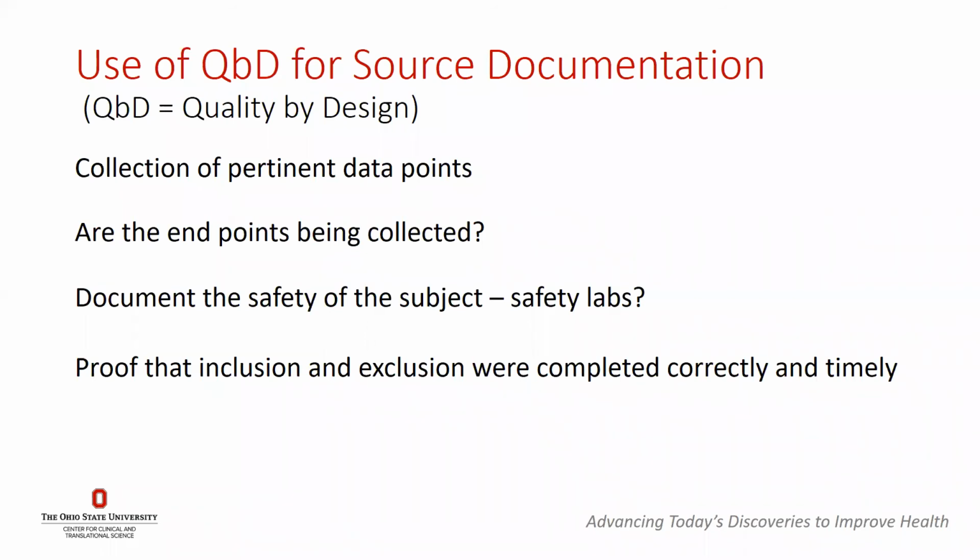Making sure that on your inclusion exclusion form, this is probably one of the key areas of using quality by design. Make sure that you indicate what is inclusion as far as a value. So pediatrics, that they have a normal blood pressure within normal limits. That is going to vary based on the age of the child. What is a normal blood pressure for a 2-year-old is going to be different than a normal blood pressure for a 16-year-old. Therefore, put it into the document.